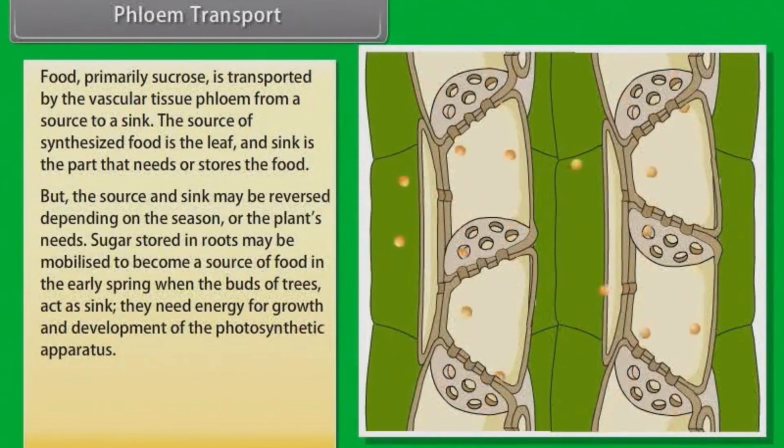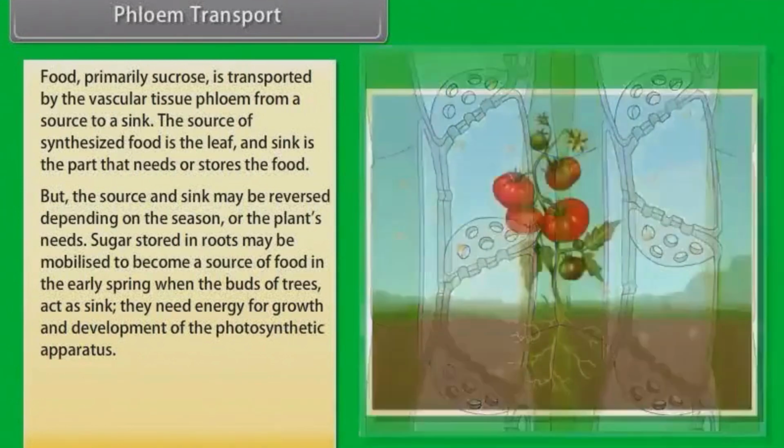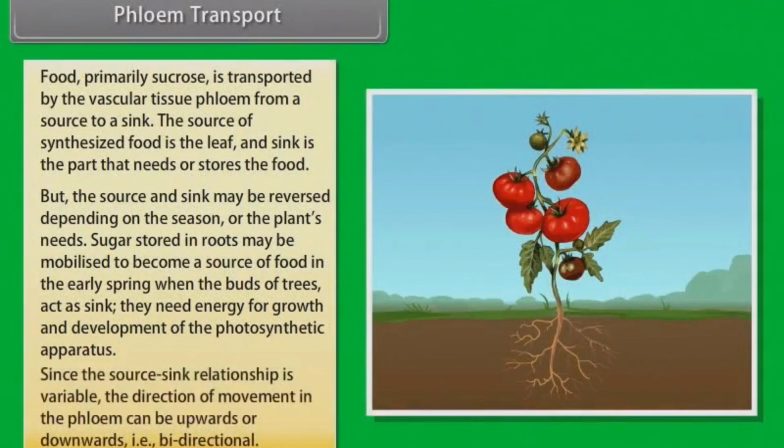when the buds of trees act as sink, they need energy for growth and development of the photosynthetic apparatus. Since the source-sink relationship is variable, the direction of movement in the phloem can be upwards or downwards, which means bidirectional.